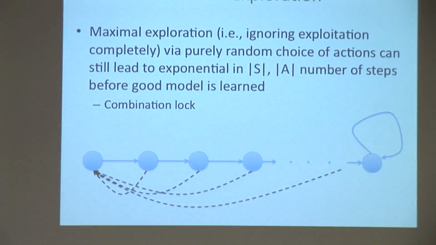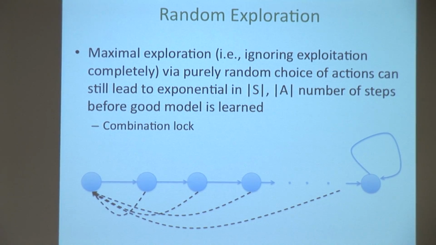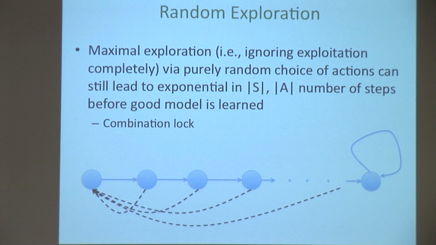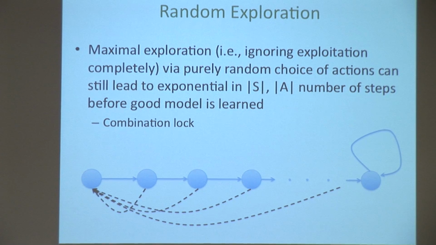Okay, so what's the problem with this approach? The biggest problem with this approach is that basically you can have problems in which behaving uniformly randomly is going to take a very long time, basically exponential time, in the size of the state space to learn a good model. What's an example? A combination lock is an example. So combination lock is a problem in which you have two actions, the solid action and the dashed action. And the dashed action brings you back to the start state.